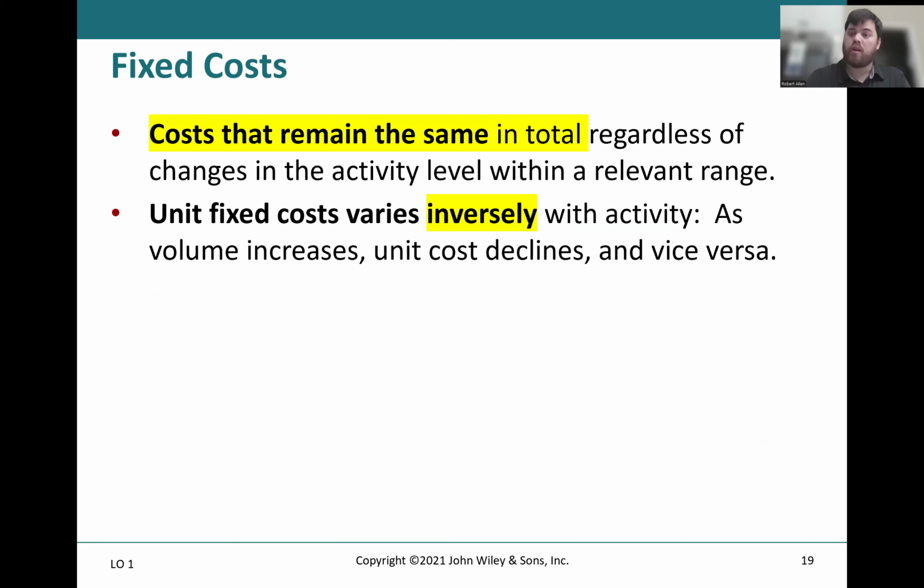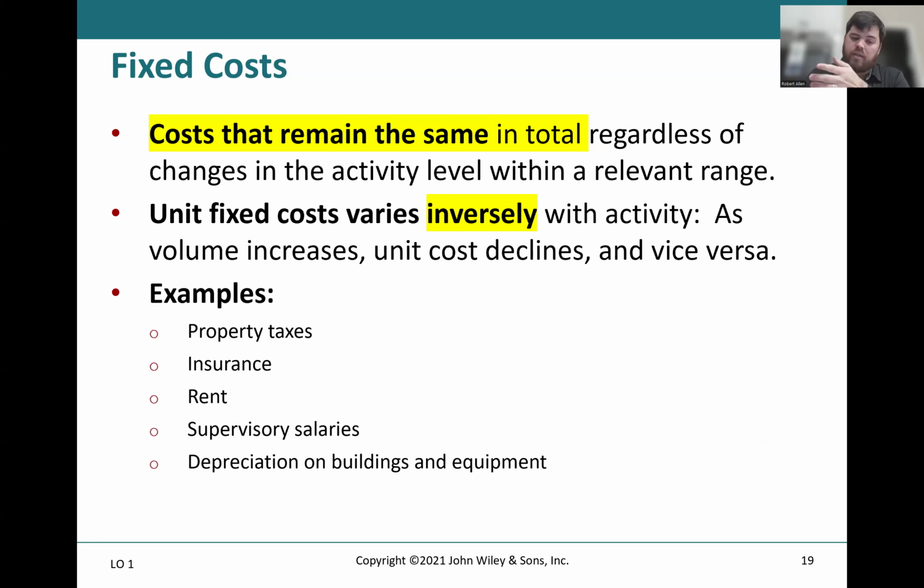If I only have one unit, that unit must cover all of my fixed costs. If I have 1,000,000 units, then each unit only has to cover 1/1,000,000th of my total fixed cost. And so we can see that actually starts to come down quite quickly. And once again, this is what we call economies of scale. Okay, examples here: property taxes, insurance, rent, salaries, and depreciation on buildings and equipment.